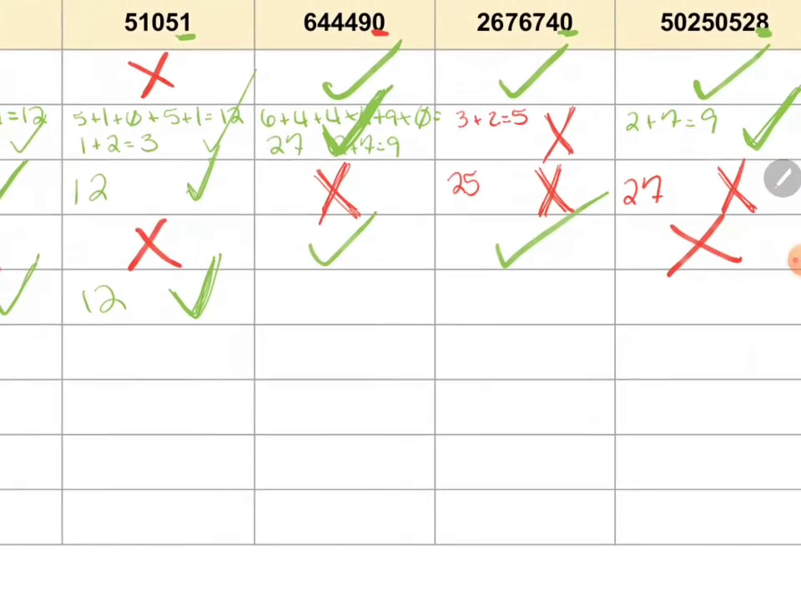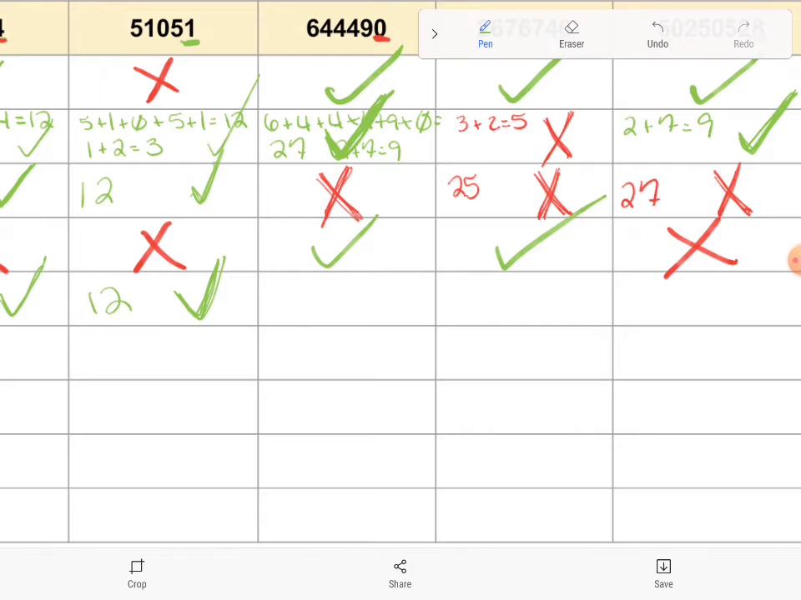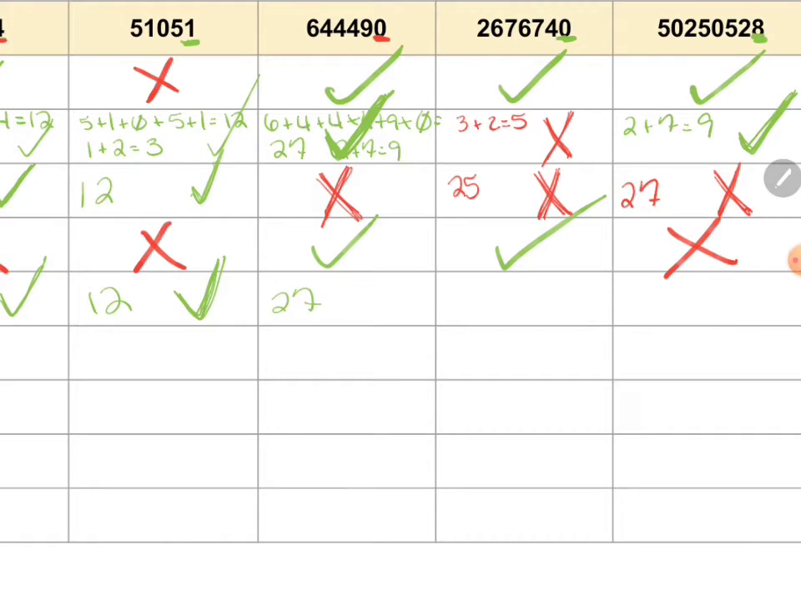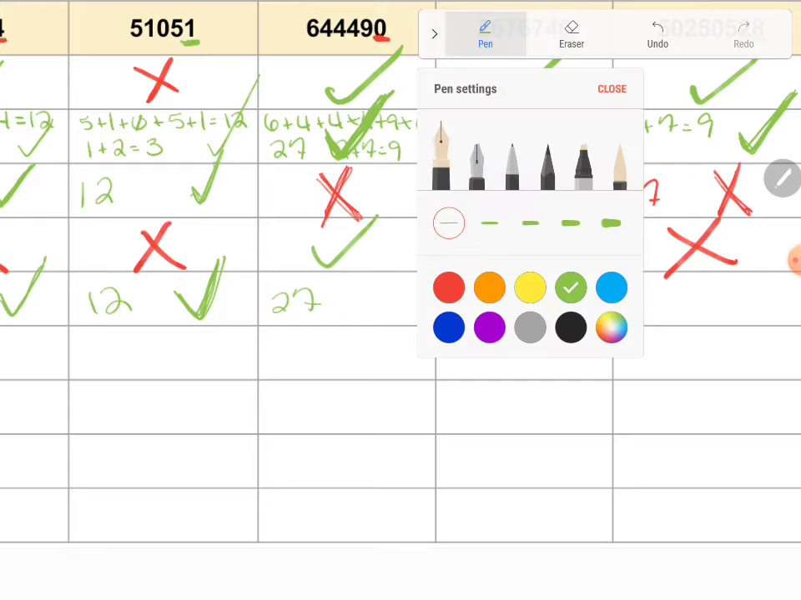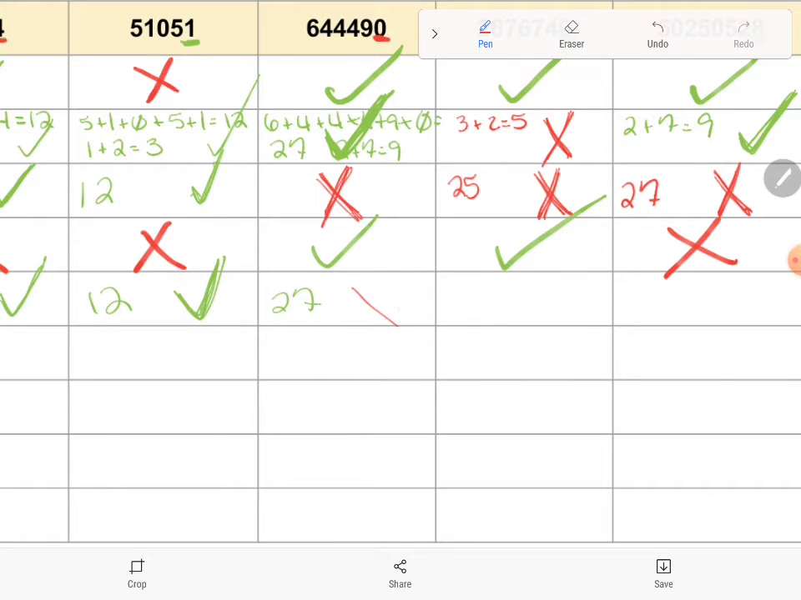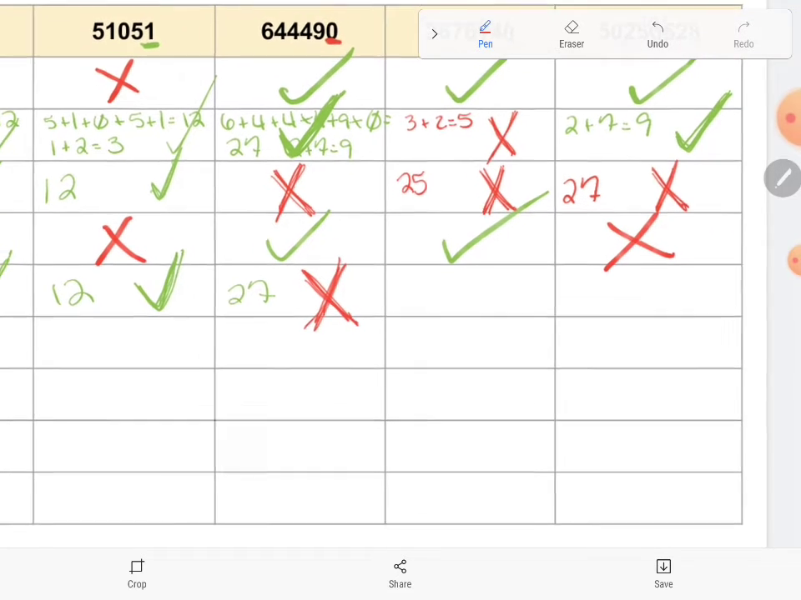Next, we have 6 plus 4 plus 4 plus 4 plus 9 plus 0, which is going to give us 27. 27 is not divisible by 6, therefore this whole number cannot be divisible by 6.